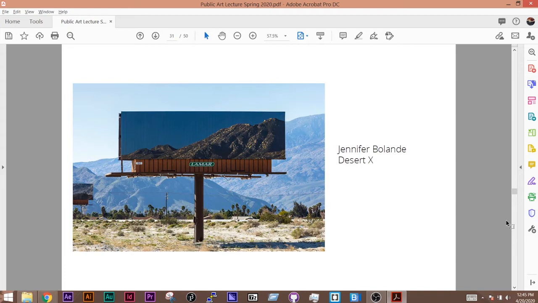In thinking about sort of filmic and photographic interruptions in space, there's a biennial exhibition called Desert X, and in this iteration, Jennifer Boland did this piece where on these billboards set throughout the highway, she took photographs of the land right behind the space itself.